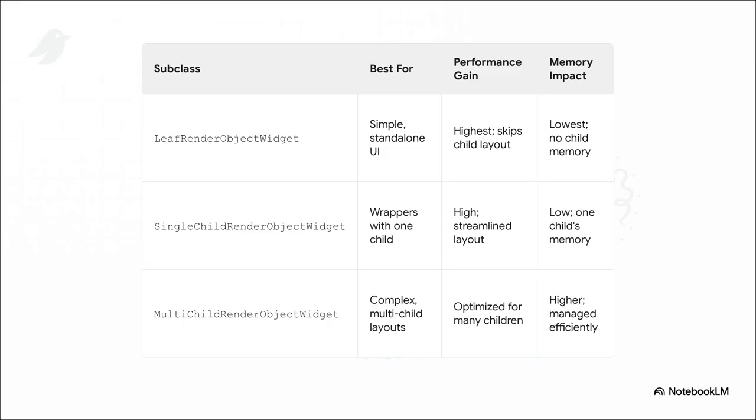Now, if you're just wrapping a single child, maybe to add some custom padding or a cool border effect, the single child render object widget is your best friend. It's still super fast. And finally, for the big jobs, like a custom row or your own version of a grid view, you'll reach for the multi-child render object widget, which is built to handle lots of children in the most efficient way possible.